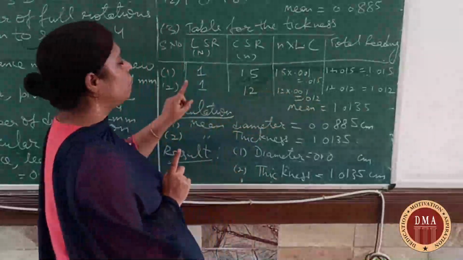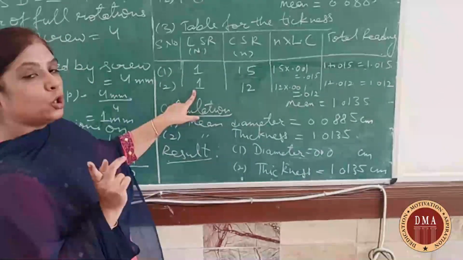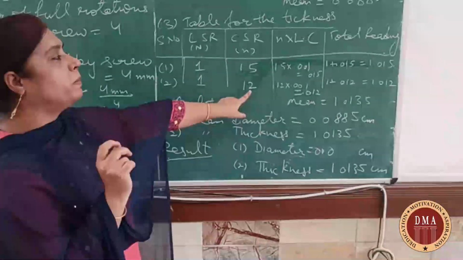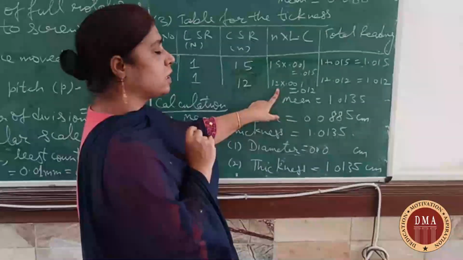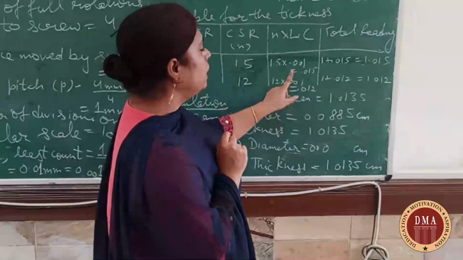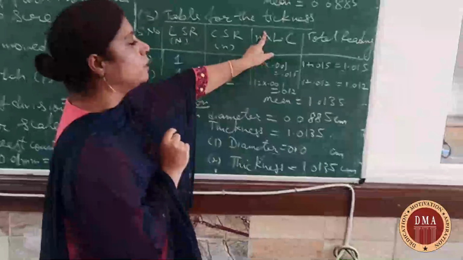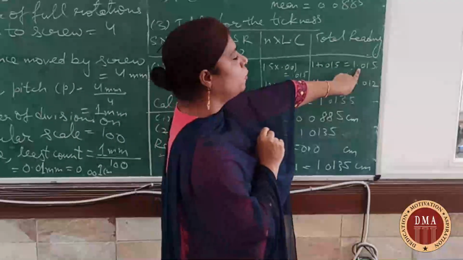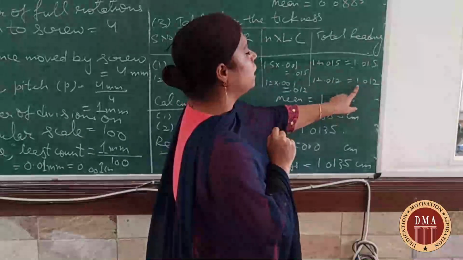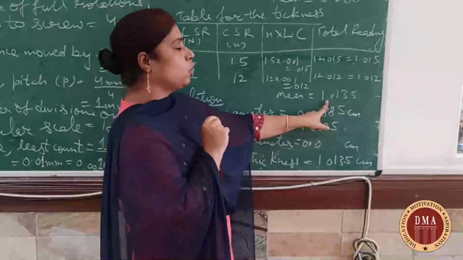In the same way, for the second reading, I will hold my paper sheet again. You will observe that the main scale reading remains the same; there will be a slight change in the circular reading only. Again you have to multiply the circular scale reading with the least count. Then for obtaining the total reading, add column number 2 and column number 3. So 1 plus 0.015 gives 1.015, and here it is 1.012. At last we have to obtain the mean of the readings.